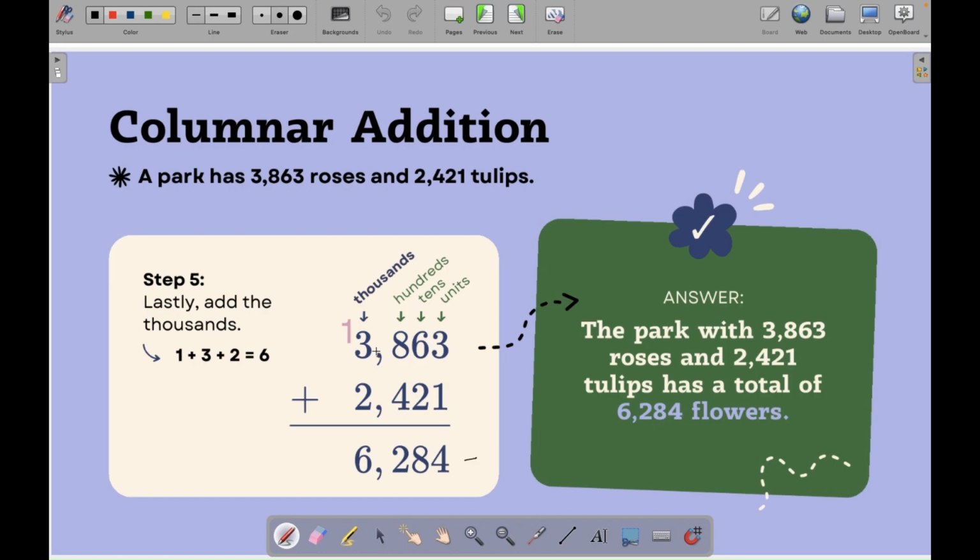And then finally we add those two numbers. So 3 plus 2 gives us 5, and then 1 was the carry that we got from here. So we get 6 here. Okay, so the answer for the first question is 6,284. So the total number of flowers in the park is 6,284.